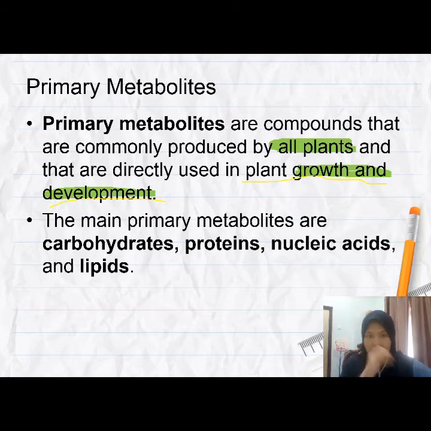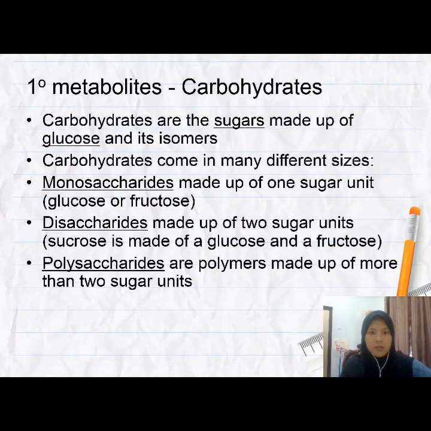Okay, jadi semua plants bila dia hidup je, dia mesti nak grow and develop. So in order for them to grow and develop, they will need these primary metabolites. So what are the elements, the groups for primary metabolites is this one: carbohydrate, proteins, nucleic acid, and also lipid. Okay, so 1, 2, 3 and 4. So kita akan tengok one by one after this.